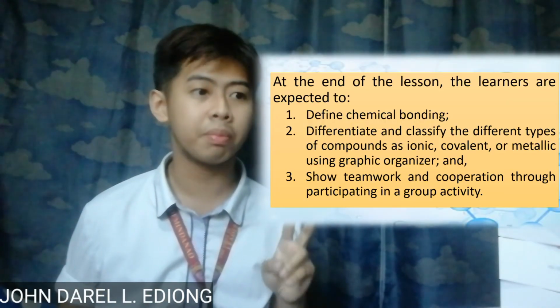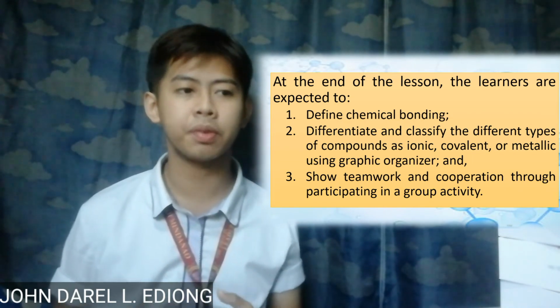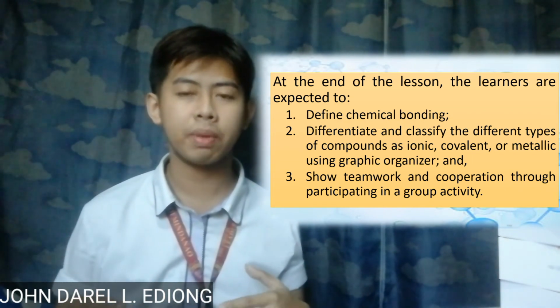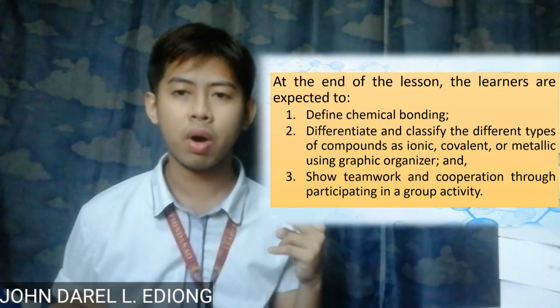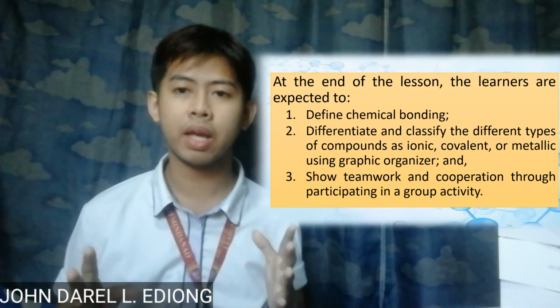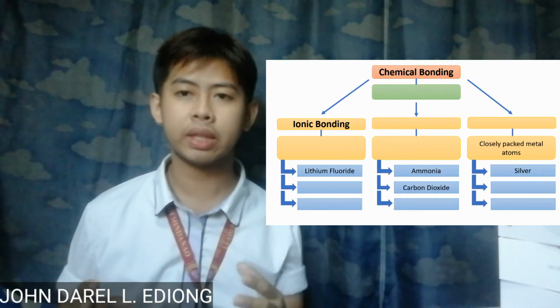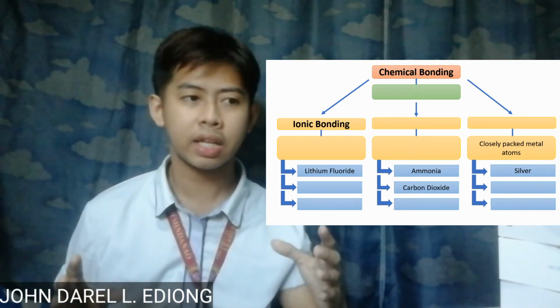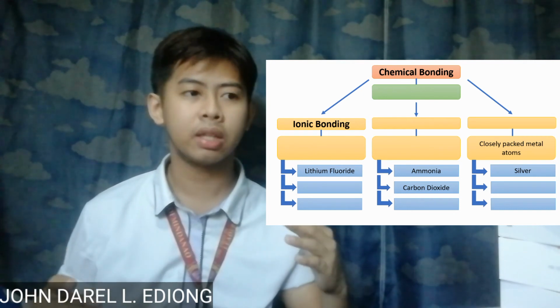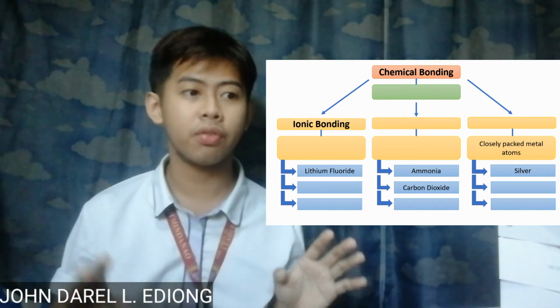To end this video, I'll be explaining how the activities address the objectives. So number 1, define chemical bonding and number 2, differentiate and classify the different types of compounds as ionic, covalent, or metallic using graphic organizer. So in number 1 and 2, they will be able to create or complete the graphic organizer. So in that way, they will be defining and at the same time differentiating the different types of bond.